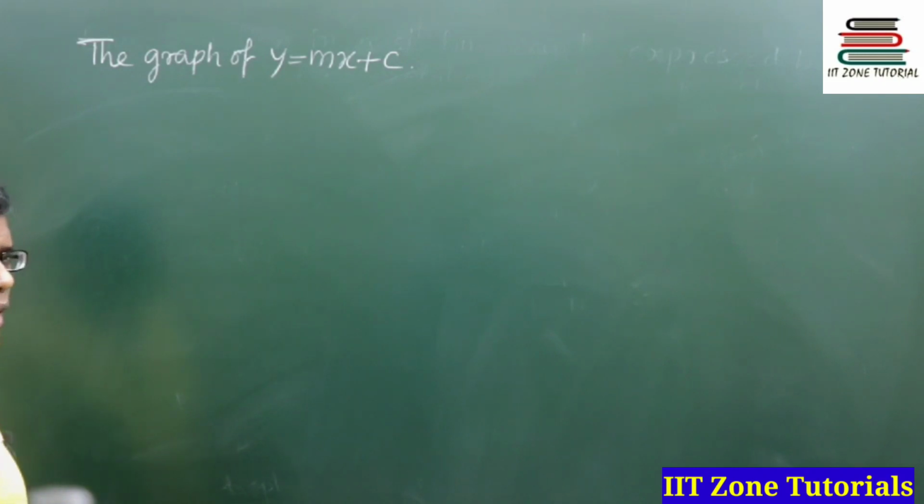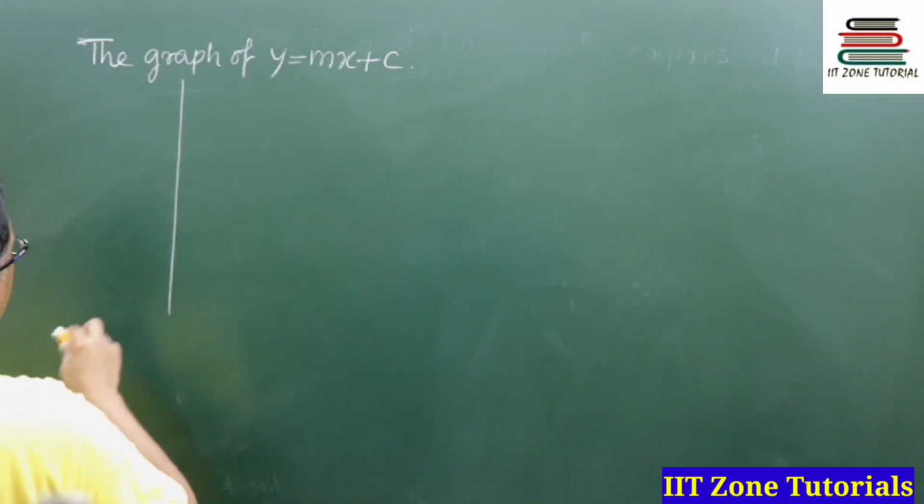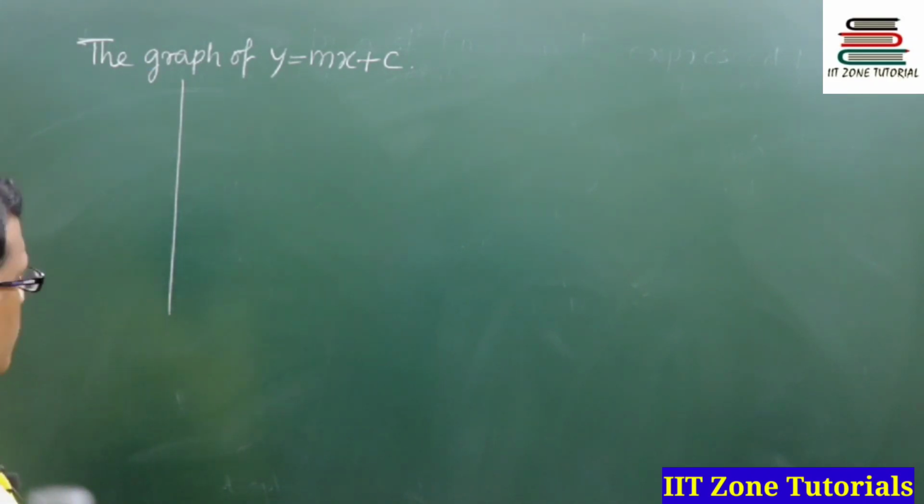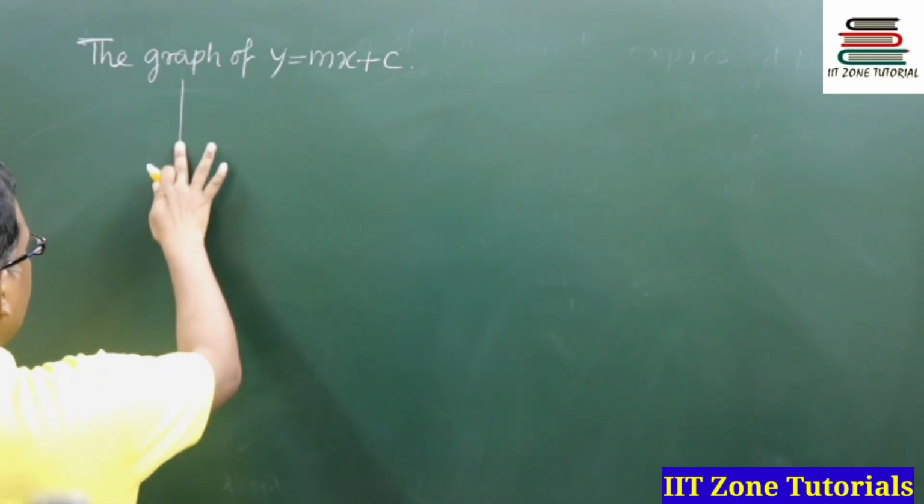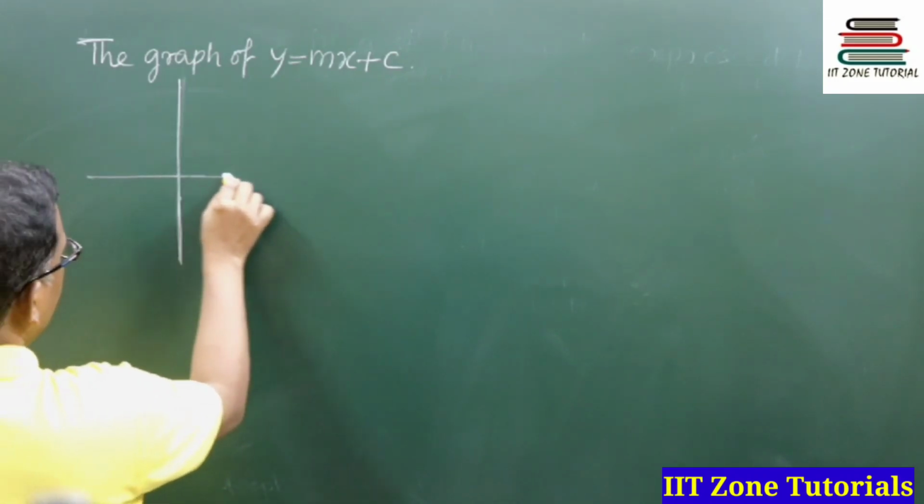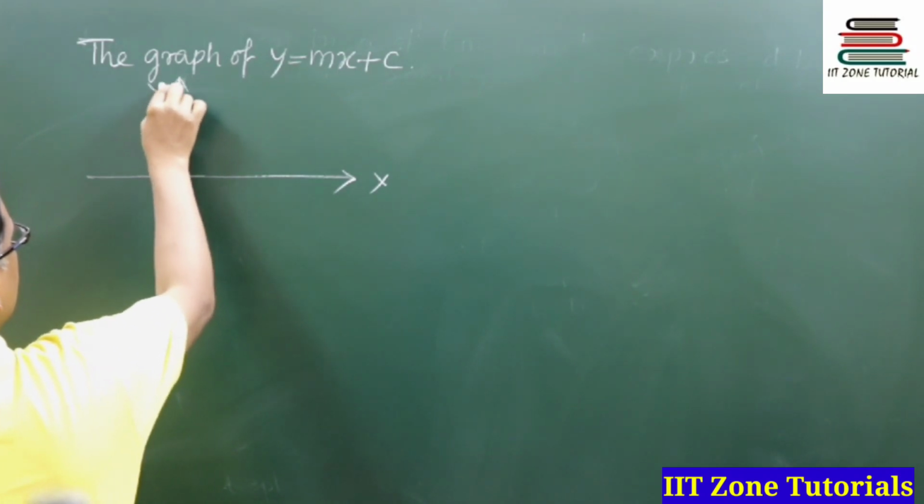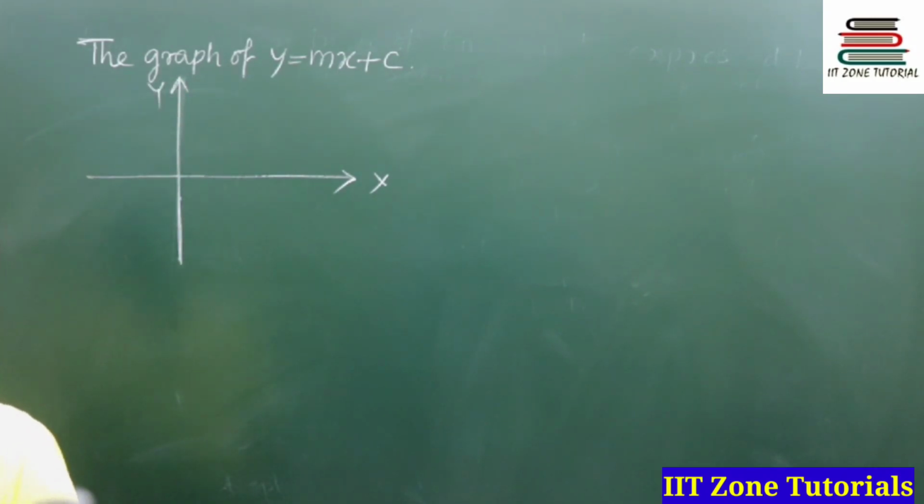The graph of y equals mx plus c. If we want to draw the graph of y equals mx plus c on an xy plane, where this is the x axis and this is the y axis, we can draw it in a different way.